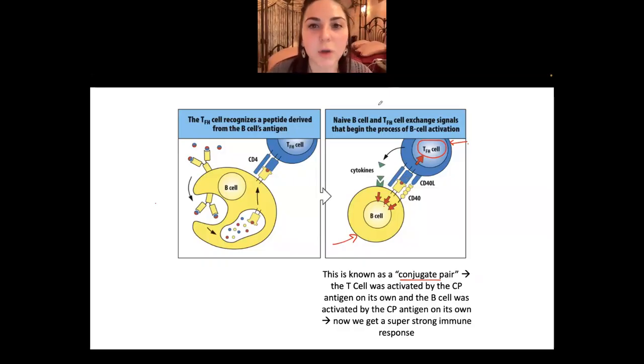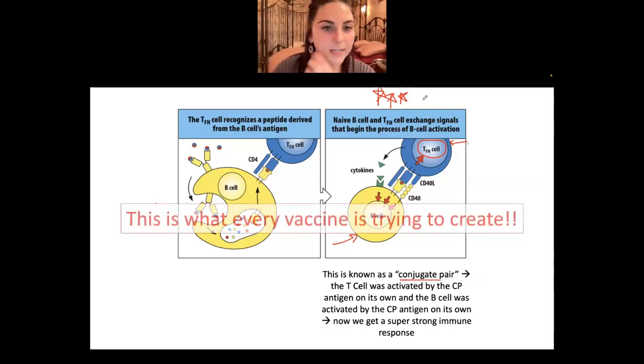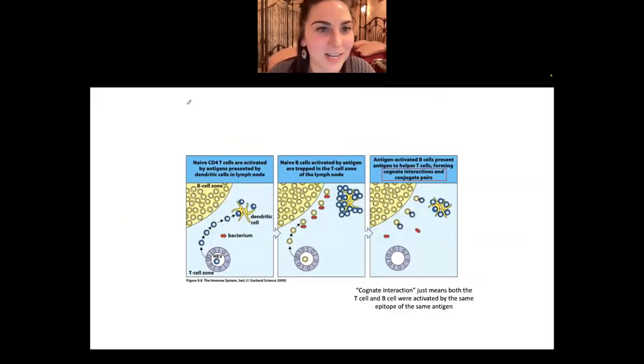This is what you're trying to do with vaccines. This is exactly what we're trying to do. We're trying to give vaccines that both T cells can recognize and B cells can recognize, all on their own, so that they can come together and you get a really big, strong immune response. So this is what every vaccine is trying to do. And I'll go into a little bit more detail so you can visualize it.